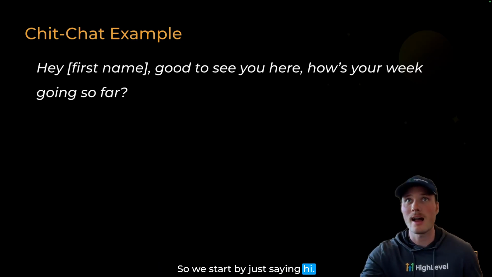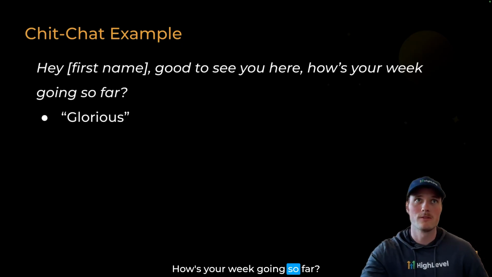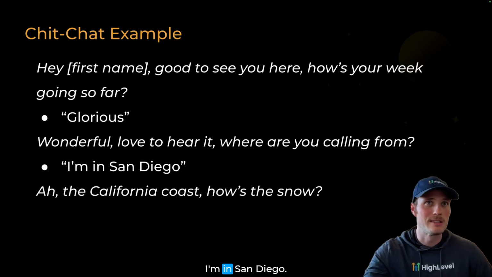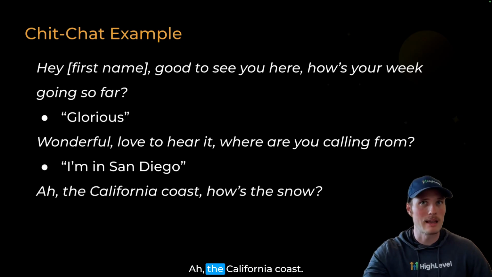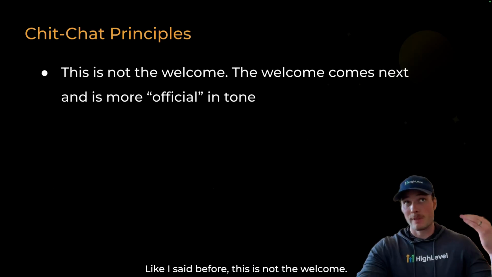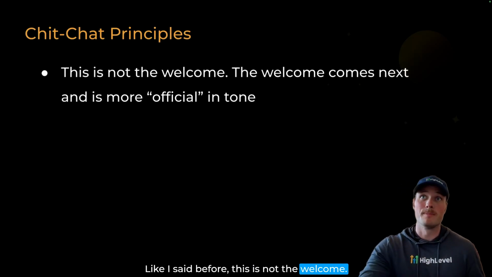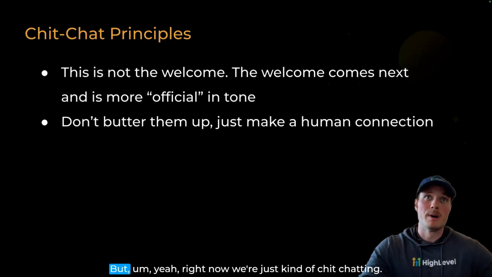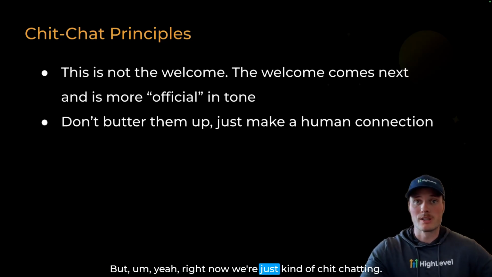So we start by just saying, hi, good to see you. How's your week going so far? They say, glorious. We say, wonderful. Love to hear it. Where are you calling from? I'm in San Diego. We make a joke. The California coast. How's the snow? Like I said before, this is not the welcome. The welcome comes next, and that's when we get a little bit more official. But yeah, right now we're just kind of chit-chatting.